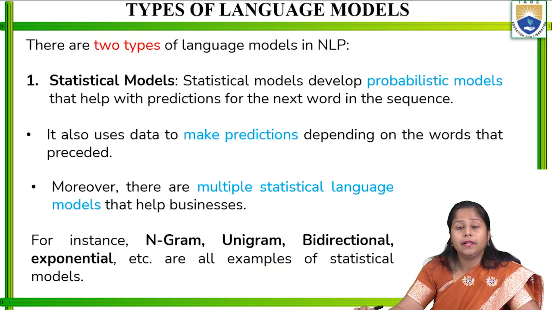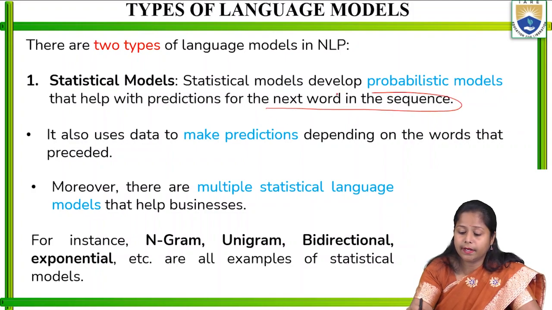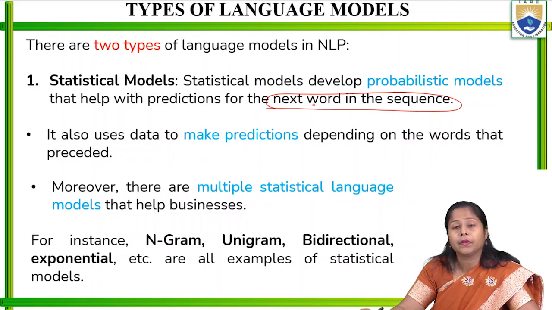And now let's see the types of language models. There are two types of language models in natural language processing. The first is the statistical model. A statistical model develops a probabilistic approach, and it helps with predicting the next word that is going to occur in the sentence.